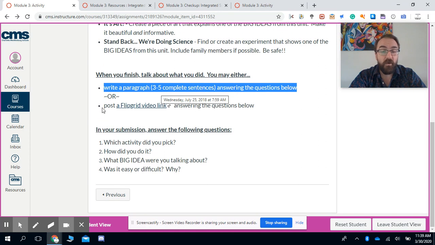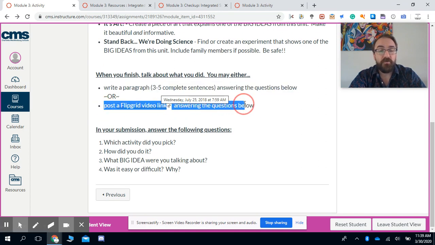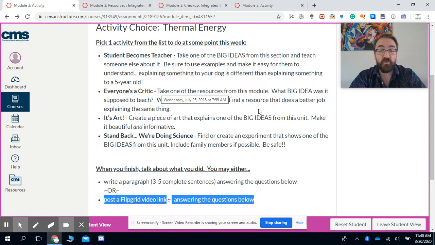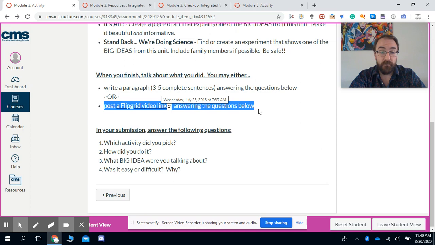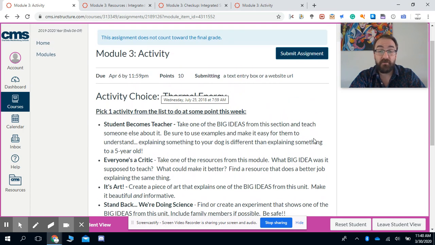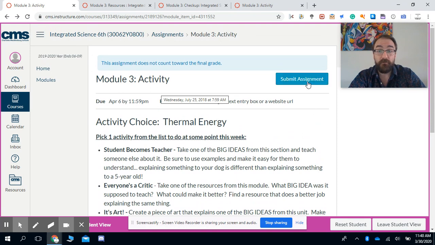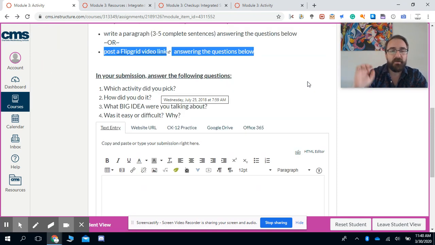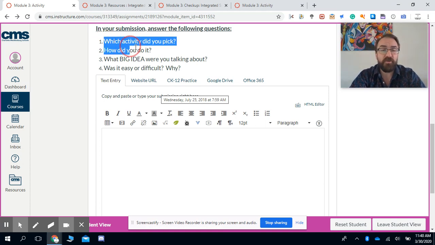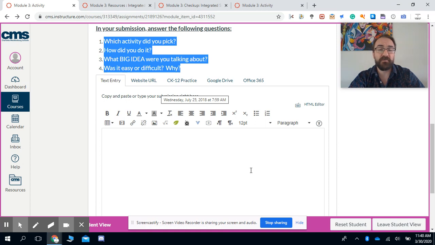So you can either do that or you can post a Flipgrid video. It's your choice how you do it. If you don't feel like writing, you don't have to. You can do the Flipgrid video. When you submit the assignment up here, make sure that in your submission, either in your paragraph or in your video, you answered all four of these questions.